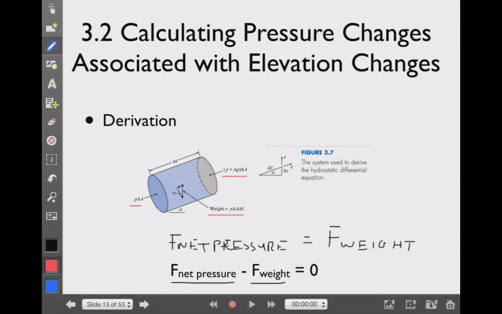The other thing that I want to mention right now before we proceed is that sine of alpha actually equals delta Z over delta L. We're going to need this fact. So that's the opposite side over the hypotenuse, and that gives us the sine of alpha. We're going to need that when we deal with the weight here. So let's go ahead and flip to a new page and derive this equation by just writing down the force balance.